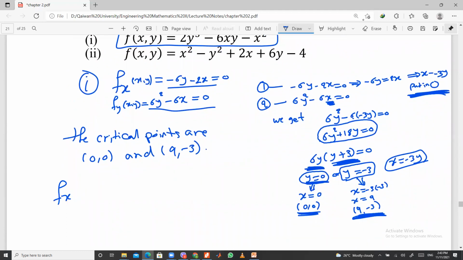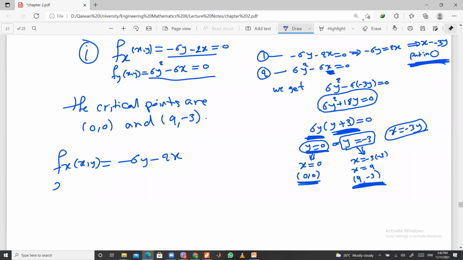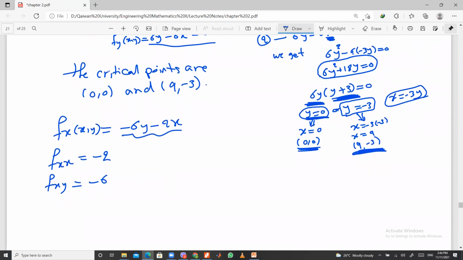Here we have, let's first write down f sub x equals minus 6y minus 2x. And from f sub x, we can get f sub xx and f sub xy. What's f sub xx? We take another partial derivative with respect to x for this function with respect to x. So what's the derivative of this function with respect to x? The first term is 0 and the second is minus 2. Well, how about f sub xy? It's minus 6.